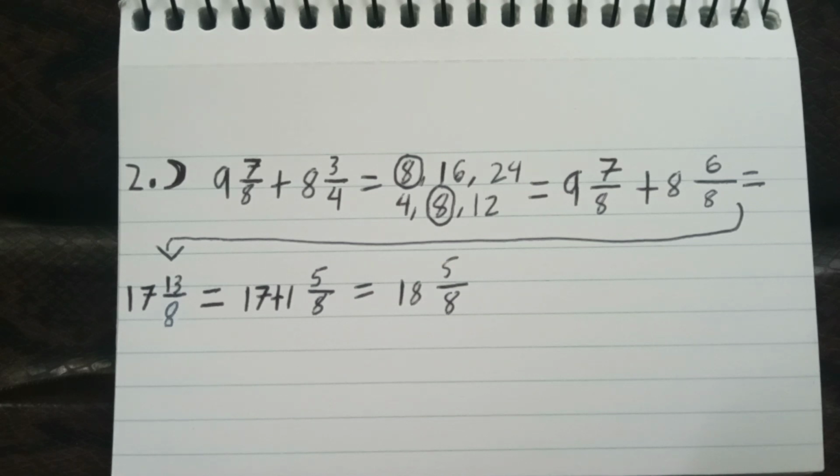So we have to divide 13 by 8. So how many times is 8 found in 13? Only once. So we put it aside by the whole number 17. So 17 plus 1. And then we multiply 1 by 8. So 1 times 8 is 8. And then we subtract 13 by 8. So 13 minus 8 is 5, which will be our new numerator, 5. And then we just copy the denominator 8. And then we add the whole numbers, 17 plus 1, which will give us our final answer, 18 and 5 over 8.